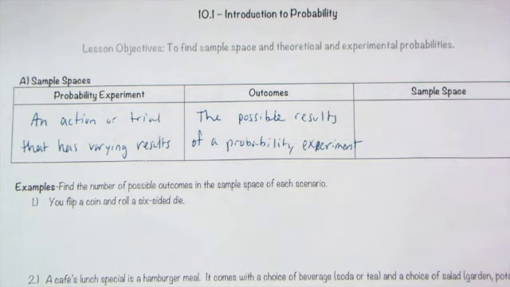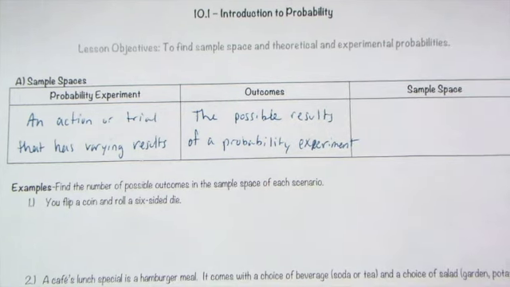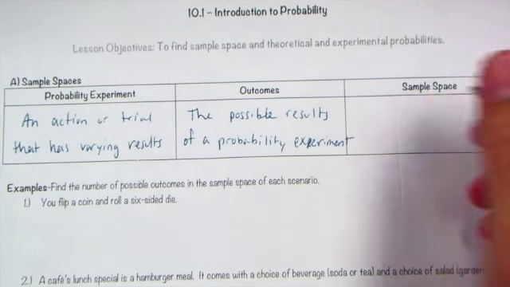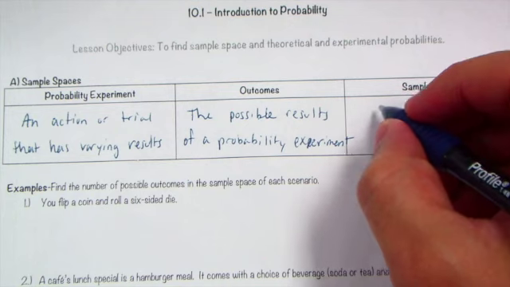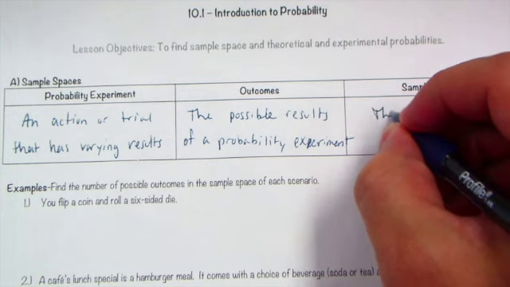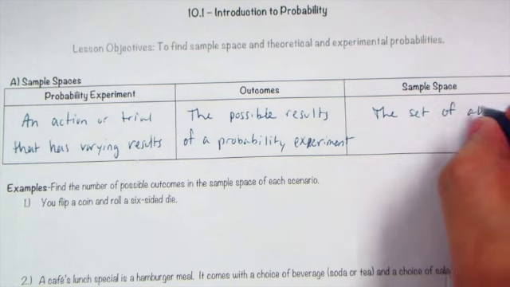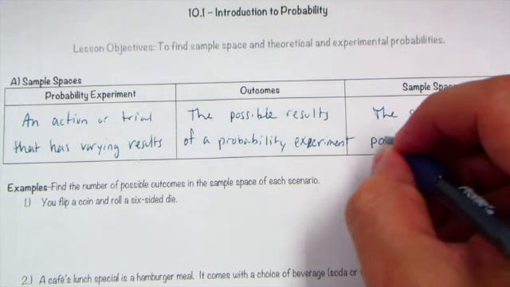These are the outcomes. So these are the possible things that could happen. Like in our deck of cards, I could get a king, I could get a 9, I could get an ace, so those would be all the outcomes. It would be a list of all of the possible things that could happen. The sample space would be the set of all possible outcomes.